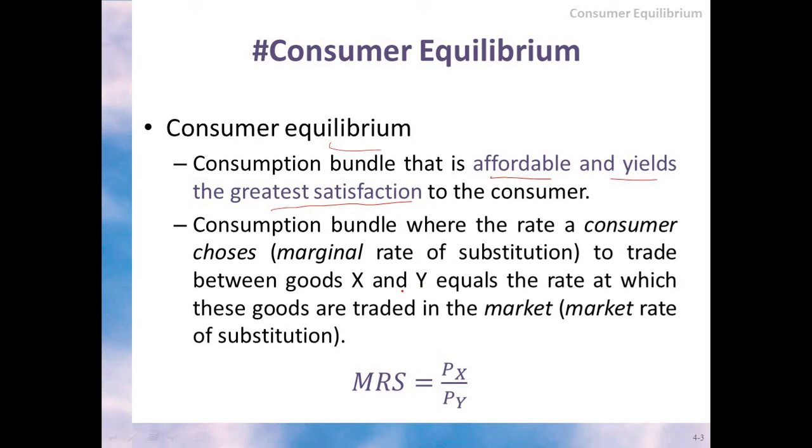This equilibrium point is also a point where the rate at which the consumer is willing to trade between X and Y equals the rate at which these goods are traded in the market. In other words, this is a point where the marginal rate of substitution equals the market rate of substitution, negative Px over Py, which we looked at in part 1.